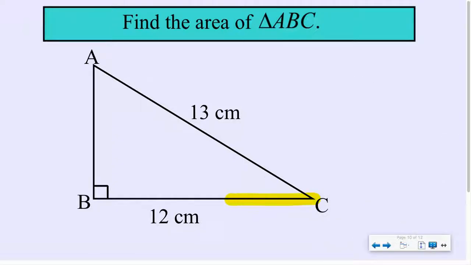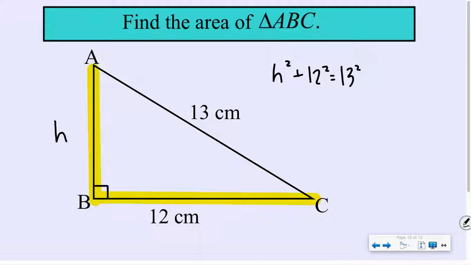Triangle ABC is a right triangle, so the two legs will be your base and height. So AB here is going to be my height since it's vertical. Using your Pythagorean theorem, hopefully you got that length to be 5. So then the area of your triangle, 1/2 base times height.